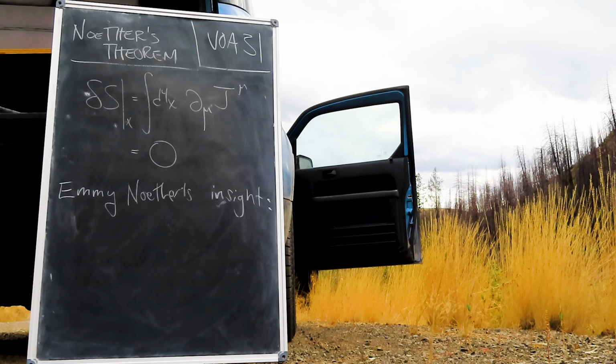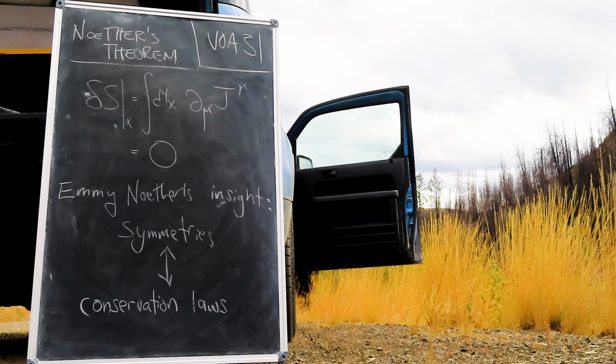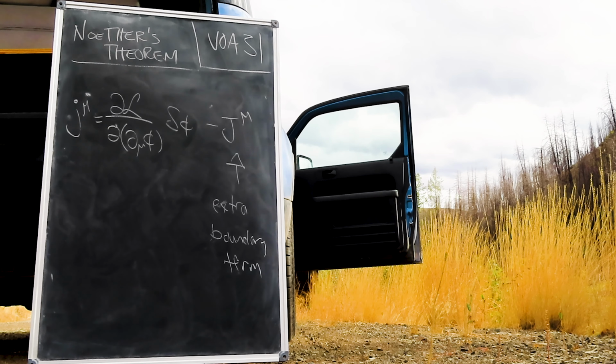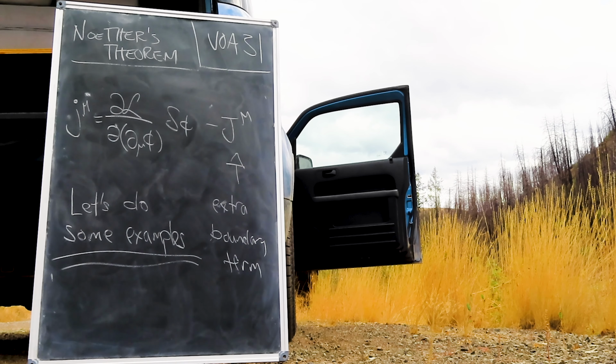Emmy Noether's big insight was that the symmetries of the action correspond to the physical conservation laws of that system. Those conservation laws can be explicitly written as follows, including a potential boundary or total derivative term. So let's make this discussion concrete, and perhaps prescriptive, by considering a few examples.